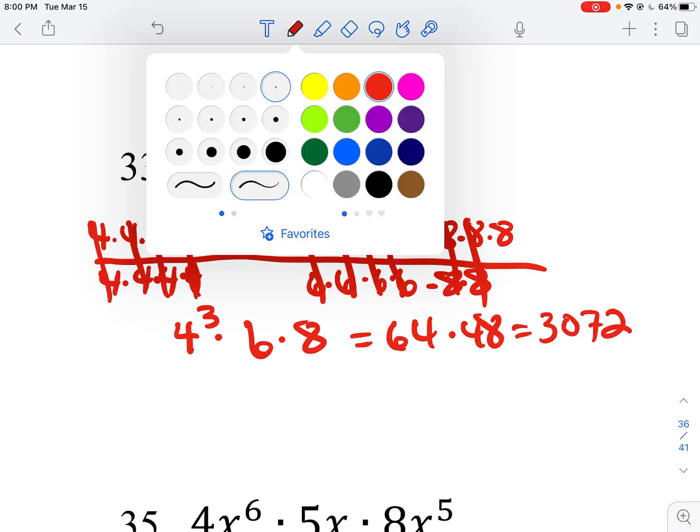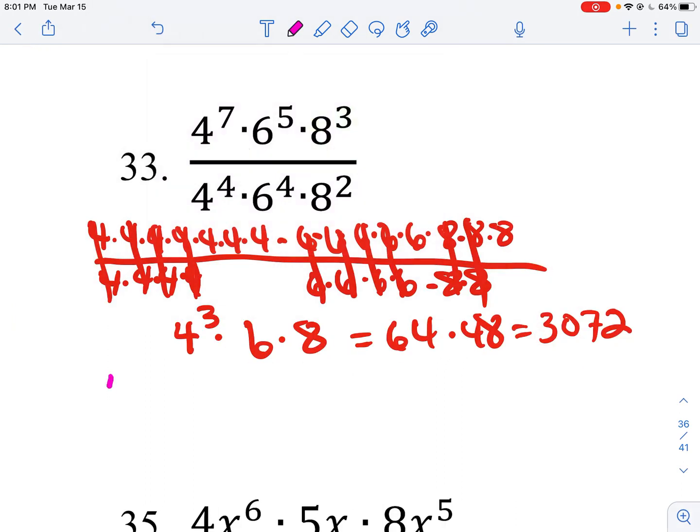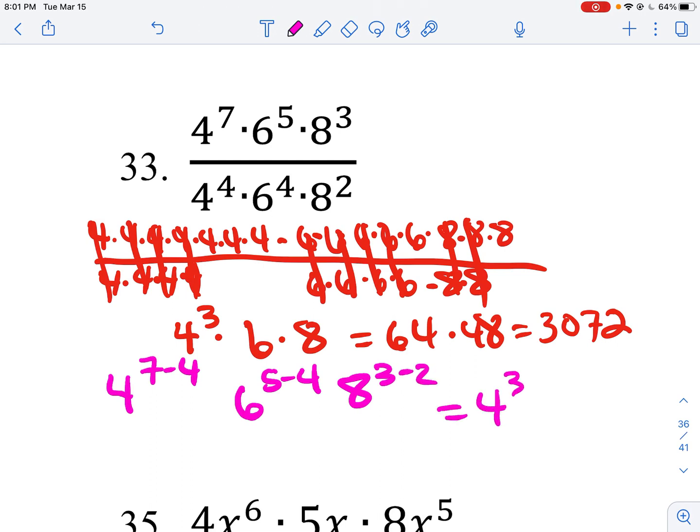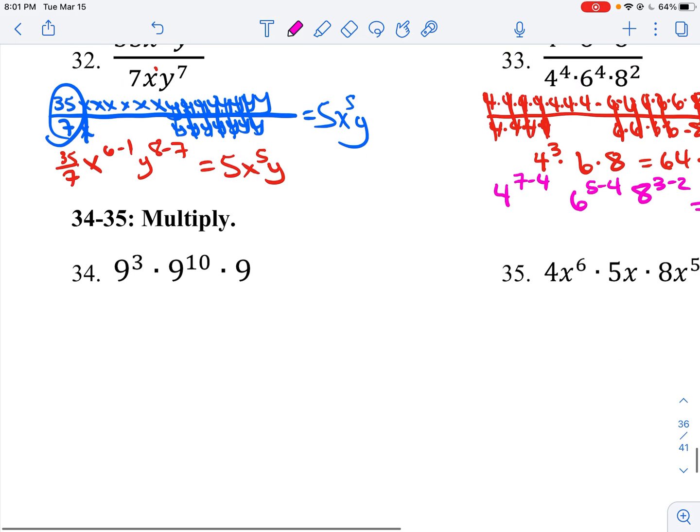Oh, I didn't do it the other way. So 4 to the 7 minus 4, 6 to the 5 minus 4, 8 to the 3 minus 2. That will get me 4 to the third times 6 times 8. And then that's my answer. Okay.